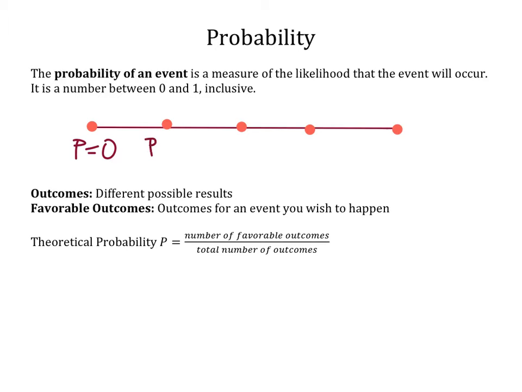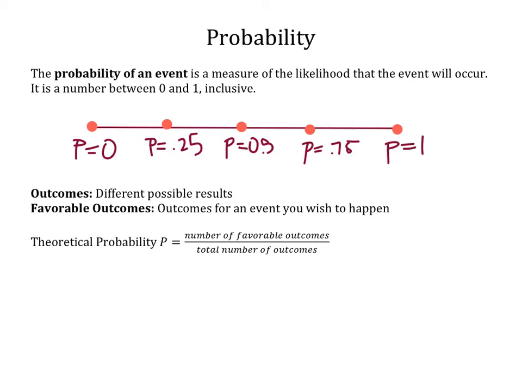When p is equal to 0.25, I might say that it's just unlikely. When p is equal to 0.5, that's where it occurs half the time. There's a 50-50 chance. If p is equal to 0.75, I could say that it's quite likely that it'll occur. And when p is equal to 1, that means it's certain. It's definitely going to happen.